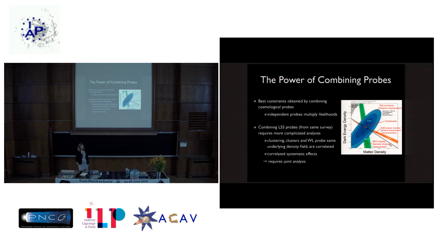However, when we talk about combining large-scale structure probes from the same survey, the situation gets more difficult because clustering and weak lensing and galaxy clusters all probe the same underlying density field at similar redshifts. So they are intrinsically correlated. They're also astrophysically correlated. And these are observations from the same data, so there will be shared observational effects, meaning that we have to directly do a full joint analysis instead of multiplying posteriors.